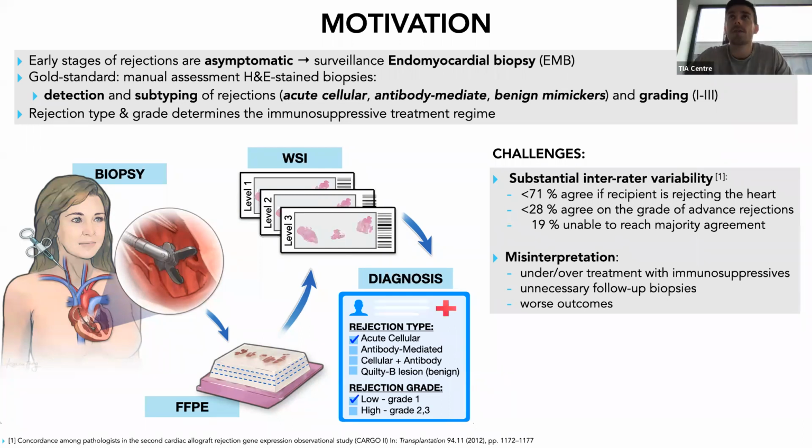Yes, I see a question. Hi, Jana. So you mentioned that the Quilty B lesions would be included on the sign-out sheet. Do you know why that is the case and why they're not just treated as a negative example?